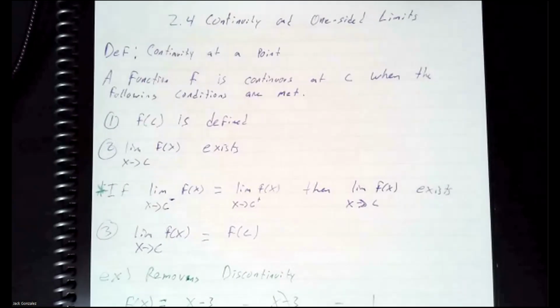Professor, the first condition is that f of c should be defined, right? So how do we know if it's not defined in some of the questions? Either there's a hole there or you plug it in and get an error or some undefined value. Oh, okay. So if you can't plug it in or there's a hole there or both, it's undefined. Thank you.